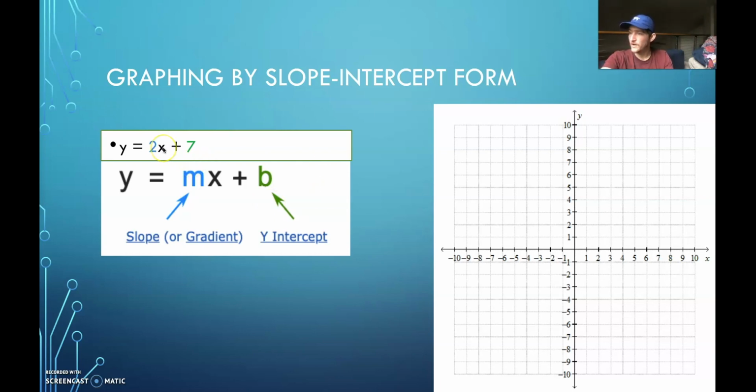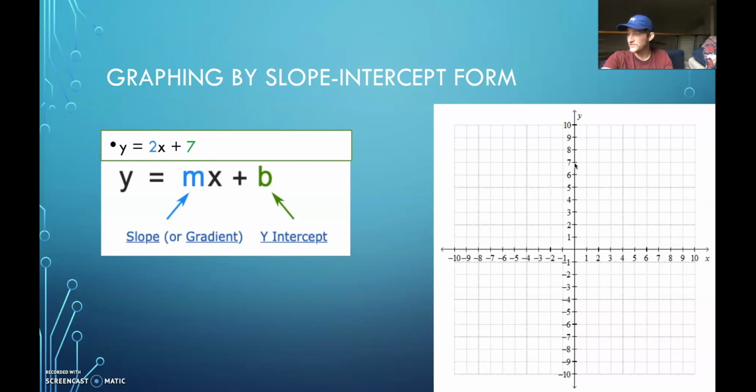So here, when our x value is equal to 0, our y is going to be equal to 7, right here. And so that's going to represent our y-intercept. Now our slope is going to be how many y units our equation increases by every x unit.